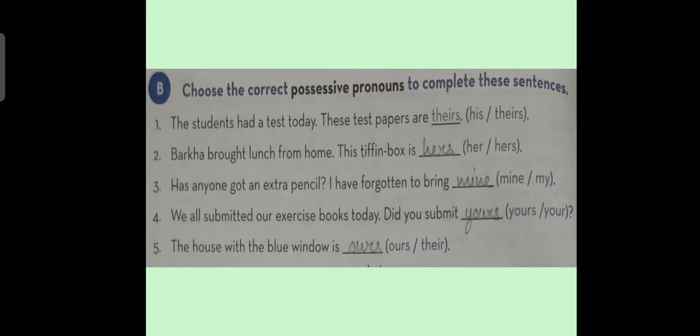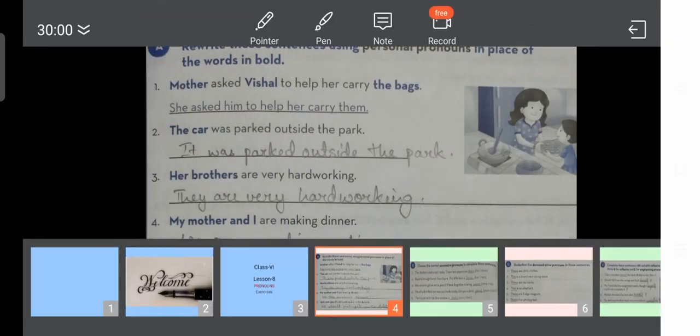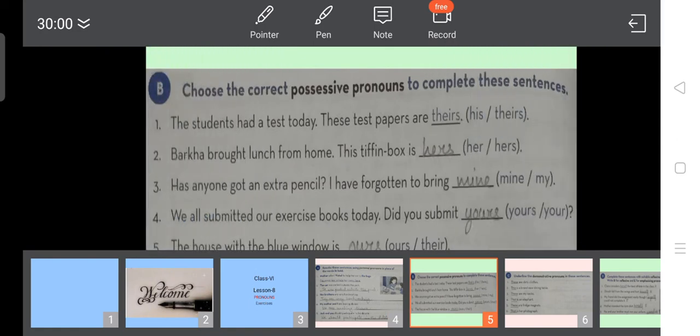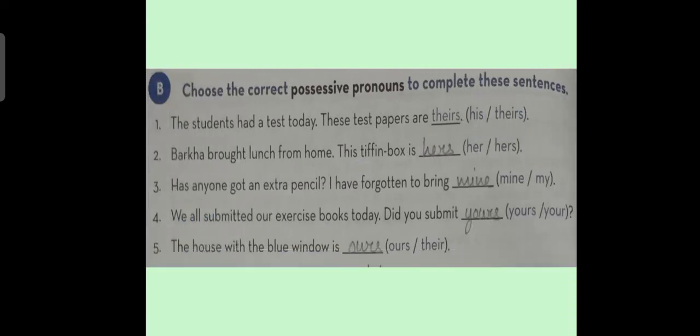If the word house would have been written after the blank, in that condition, we would have written "our house." But the word house is written in the beginning, so we have written: the house with the blue window is ours.